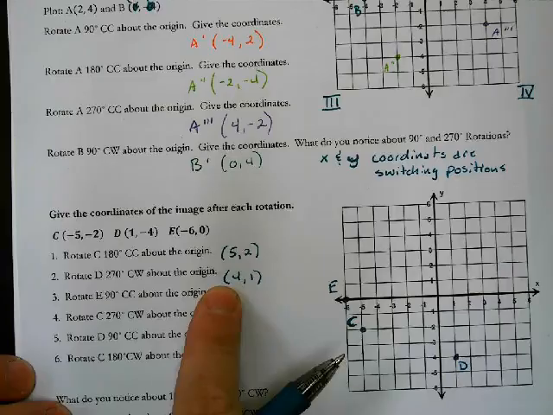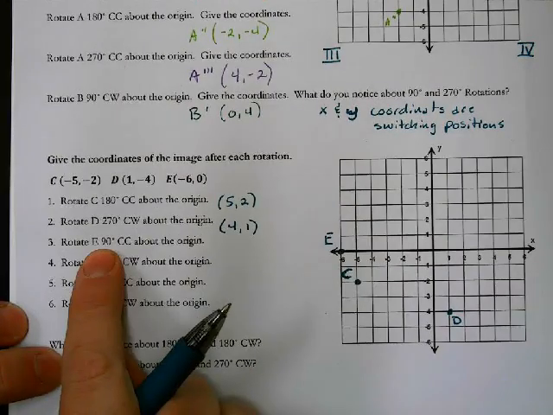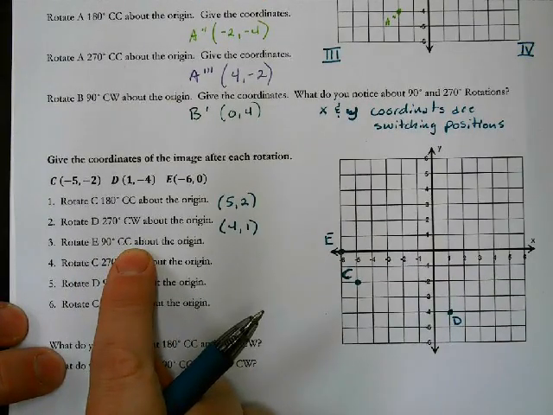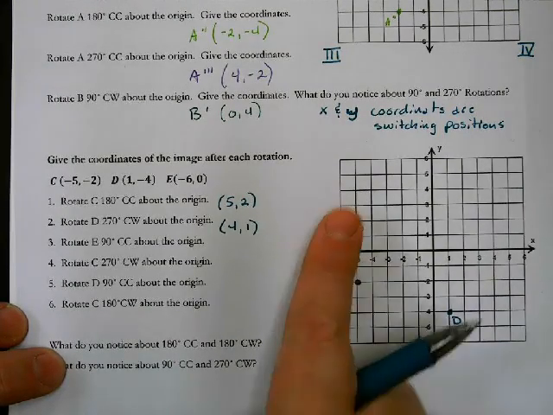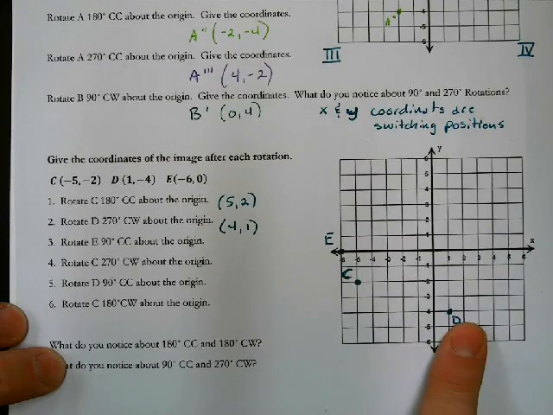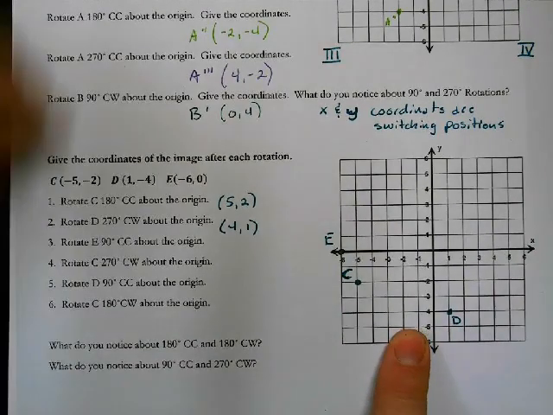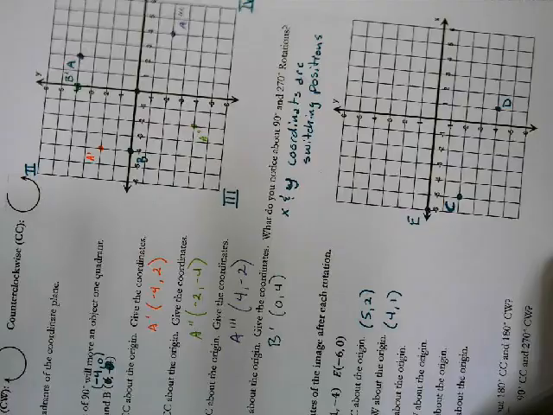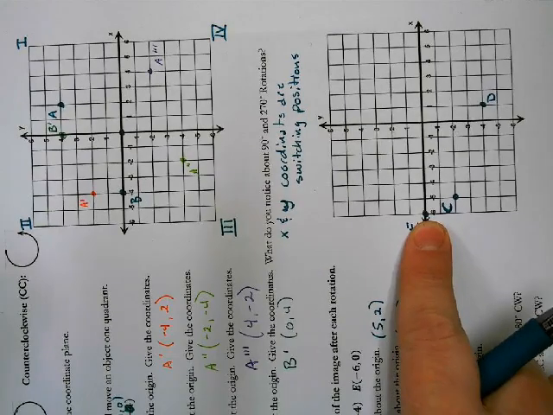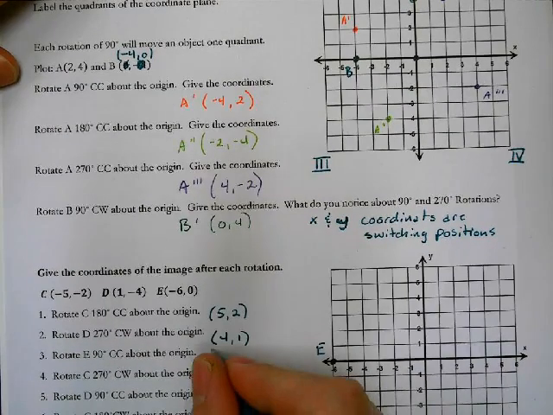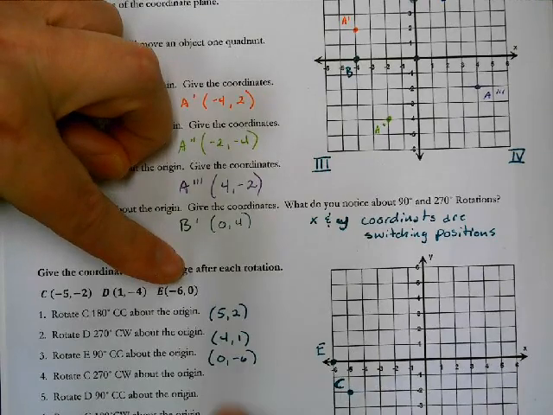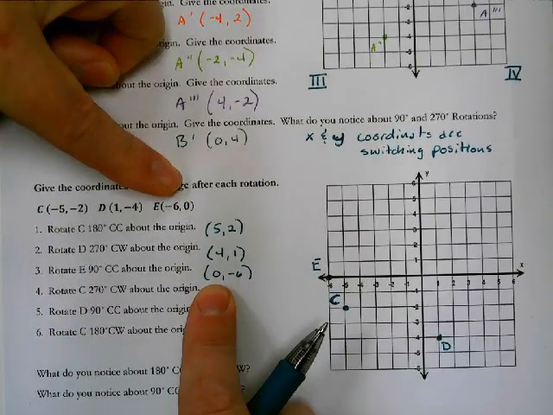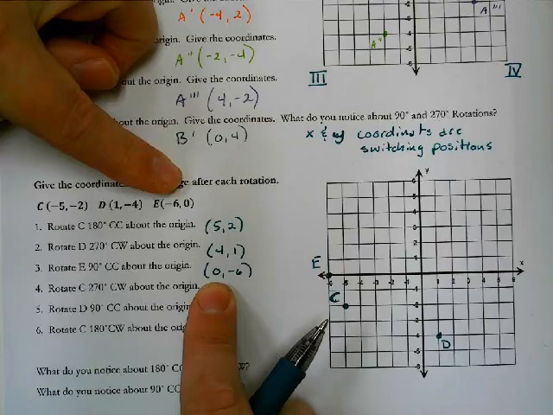Rotate E 90 degrees counterclockwise. So E is right here. We're going to go 90 degrees this direction. We're between the second and third quadrant. When we go over here, we should be between the third and the fourth quadrant. So 90 degrees that direction. And yes, we are right where we thought we would be. We are at 0, -6. We started off at -6, 0. Now we're at 0, -6. Hopefully you're starting to see some of the patterns that are arising here.